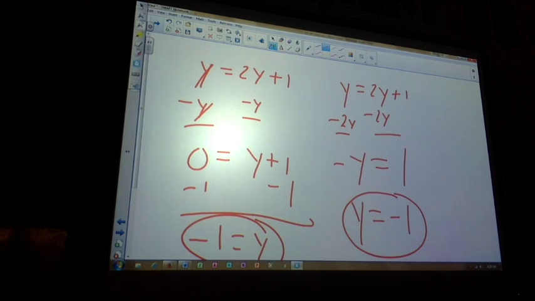Pick the way that your brain is working. Cool? But don't pick the way going, hey neighbor, I just copied. No, don't. That's bad. All right, number three.